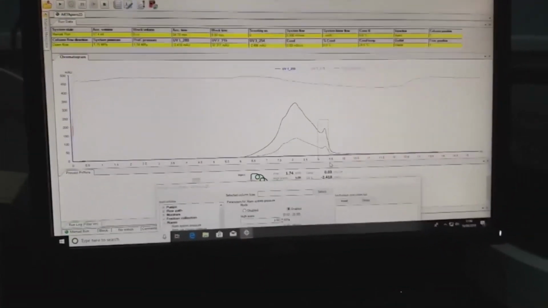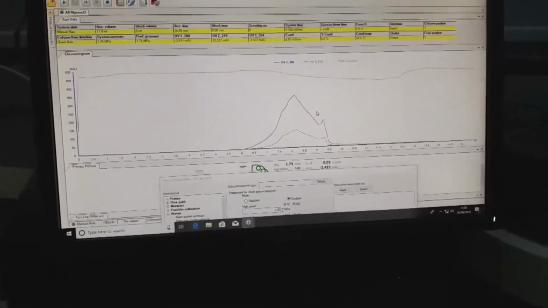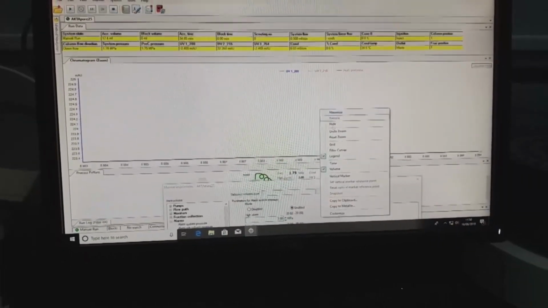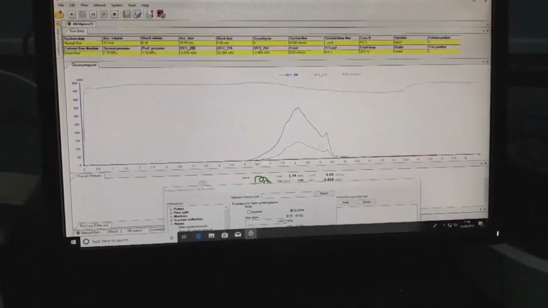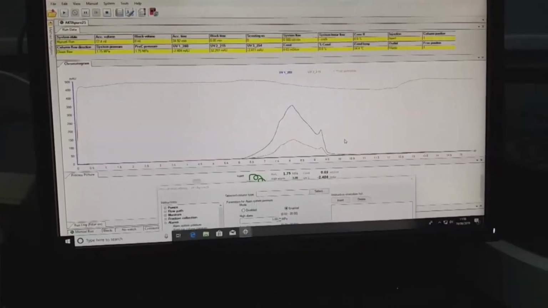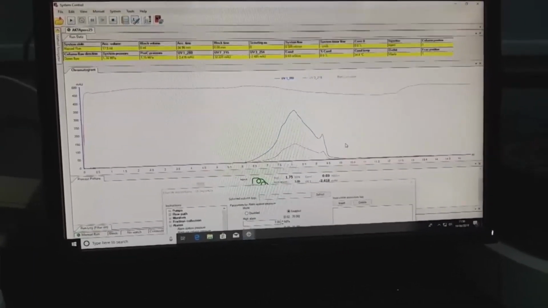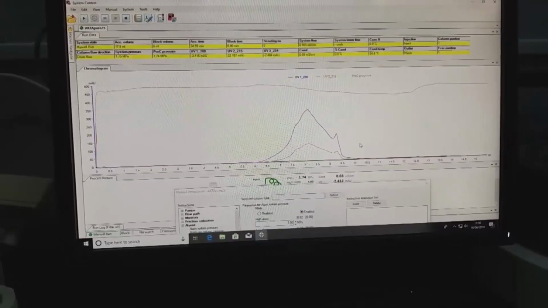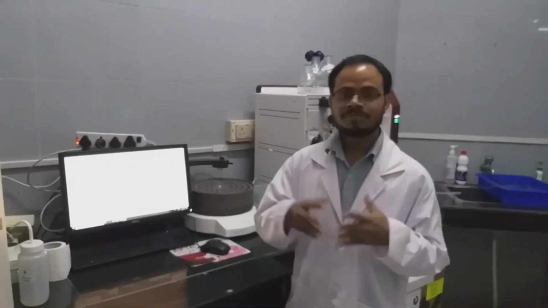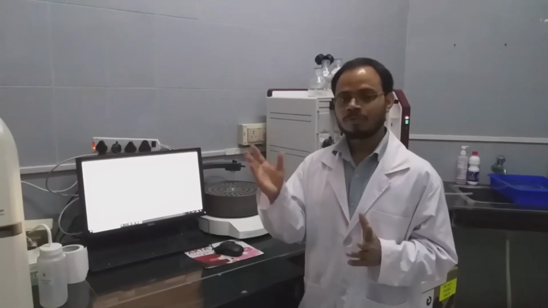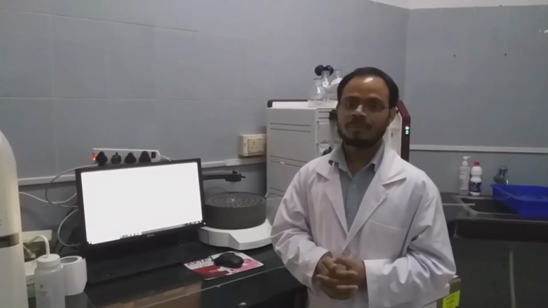This corresponds to the BSA. So once this is finished, we have to run another column volume of buffer to remove any other proteins, and after that we will keep it in water, to remove any kind of salts if present.